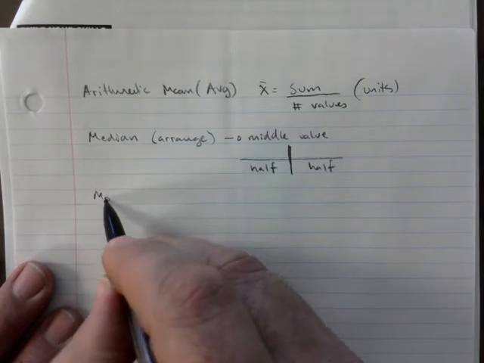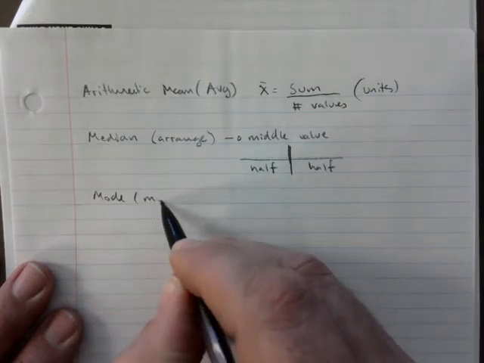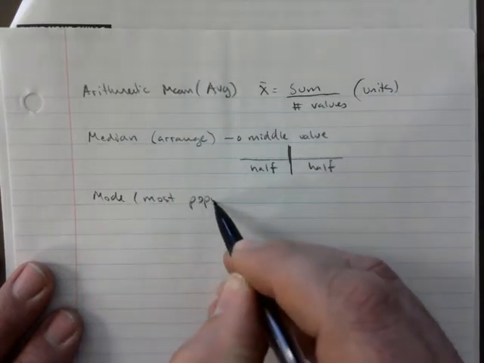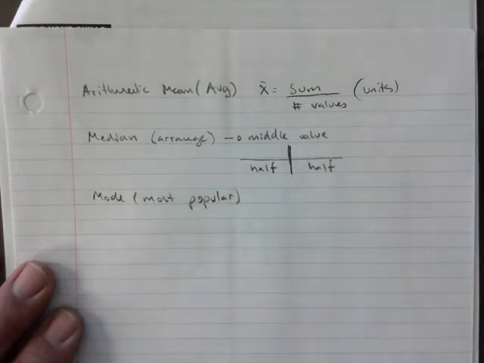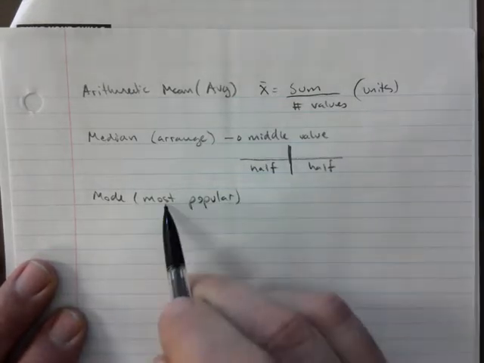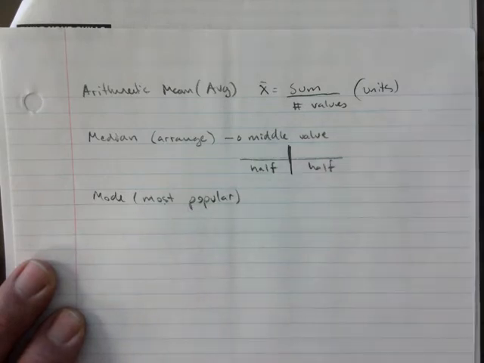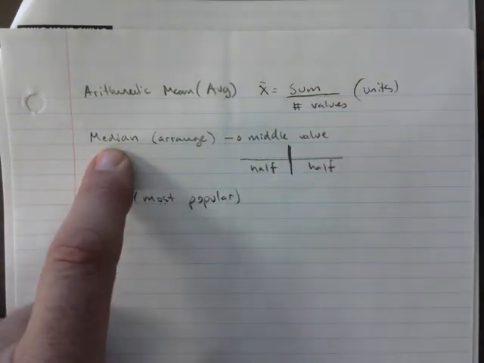And then the mode, most popular, right? Most popular, the number that occurs most often. And that one is very easy to see when you arrange. So I would arrange. If median is asked of you to find, arrange.